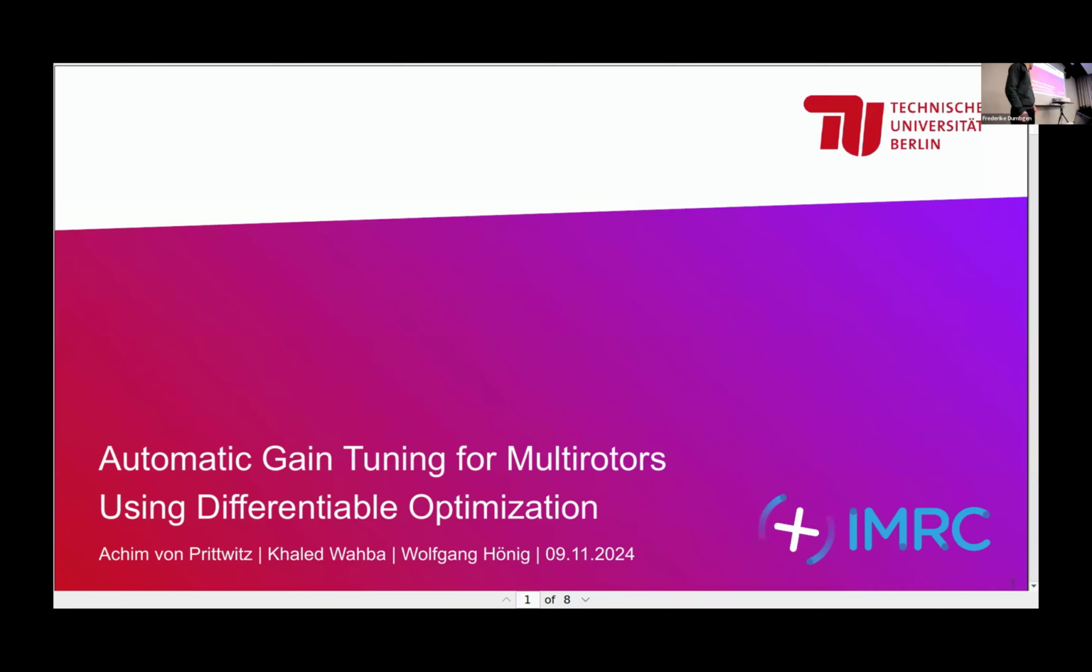Hello. I want to talk about how we can use differential optimization and automatic gain tuning for multirotor control, especially if we are in unstable regimes.